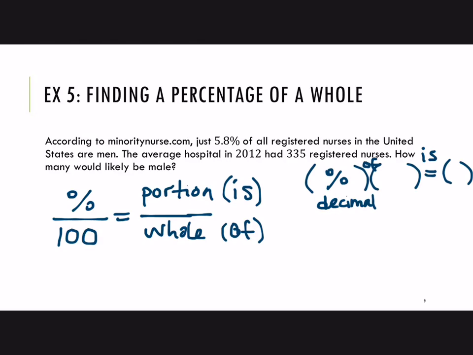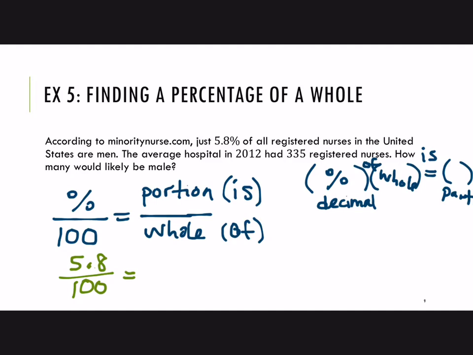Alright, and then we have percent of a whole. So the second number is going to be the whole, and then over on the right we'll have the part. So let's try to write both of these, a proportion and an equation, for this problem. Well, if we start with the proportion, we need the percent, that's 5.8%, over 100.